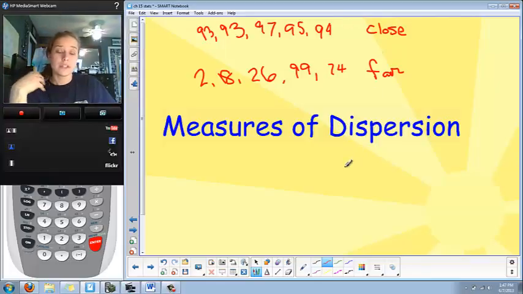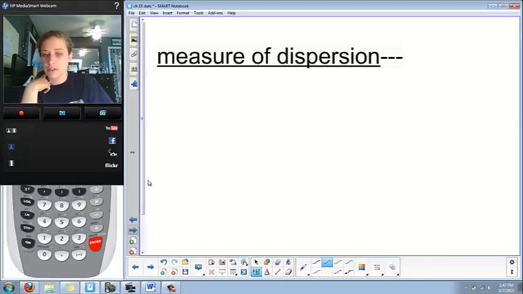And there's a couple of different kinds of measures of dispersion that we're going to use in statistics. And it's okay because, like before, it's all stuff that's in your calculator already. So it's not that bad. Measures of dispersion. And I just told you what measure of dispersion means. Dispersion just means spread out. So it's really the measure of spread.